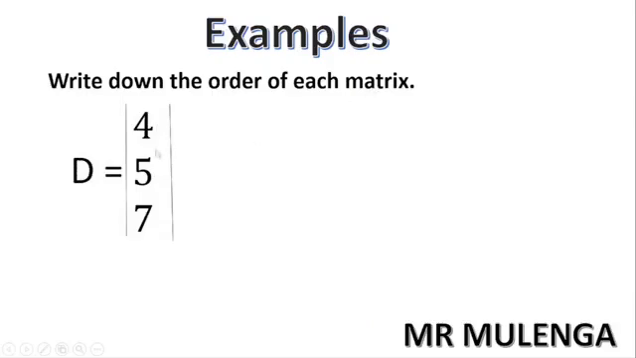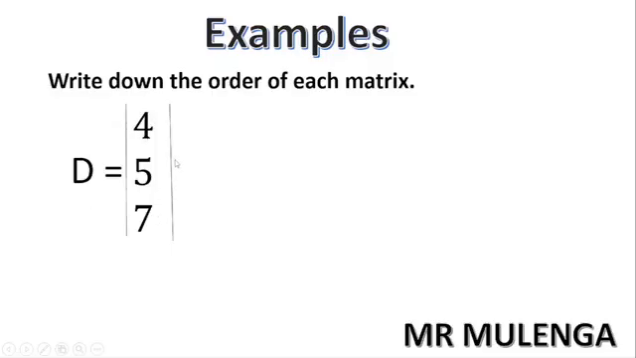Write down the order of matrix D. So this is our matrix D. This matrix is called a column matrix. You can see we only have 1 column. A column matrix is a matrix that has only 1 column and multiple rows. So 1 column, and how many rows? Row 1, row 2, row 3.